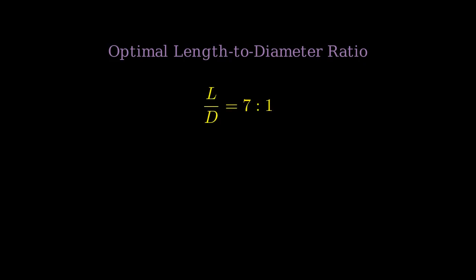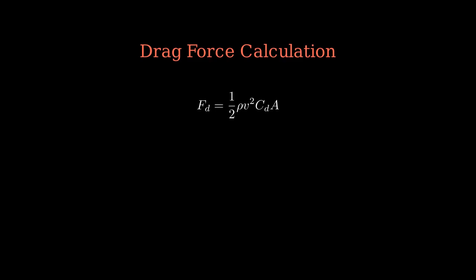The drag force calculation uses the formula: drag equals 1/2 times water density times velocity squared times drag coefficient times frontal area. For seawater at 1,025 kilograms per cubic meter, even small improvements in drag coefficient can dramatically reduce power consumption.